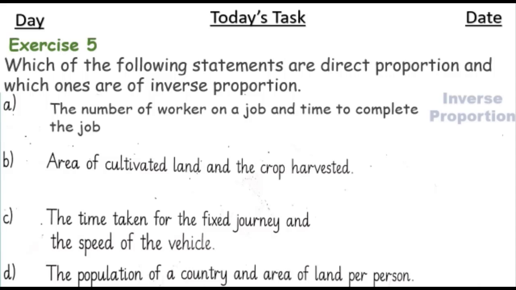So which type of proportion is this? This is inverse proportion. Part B. Area of cultivated land and the crop harvested. The more area of land you will cultivate, the more crops you will get. Or the less area you will cultivate, the less crops you will get. So both quantities are going in the same way. So this is direct proportion.